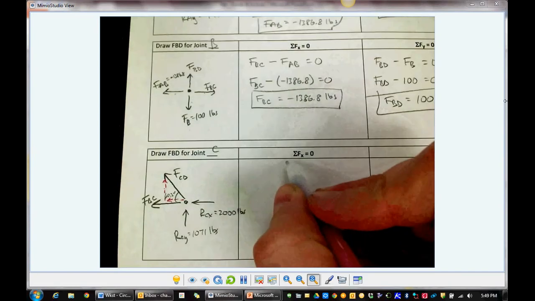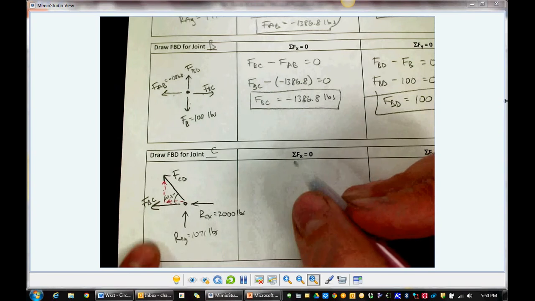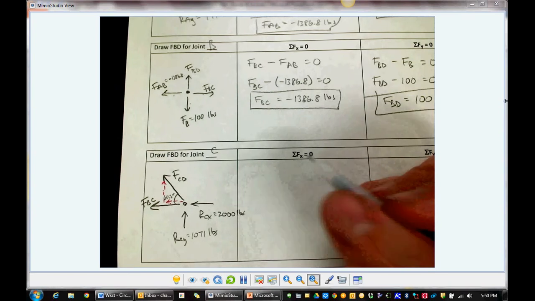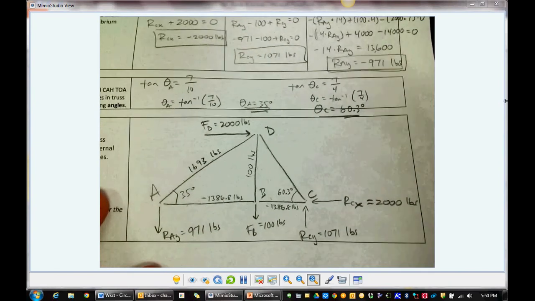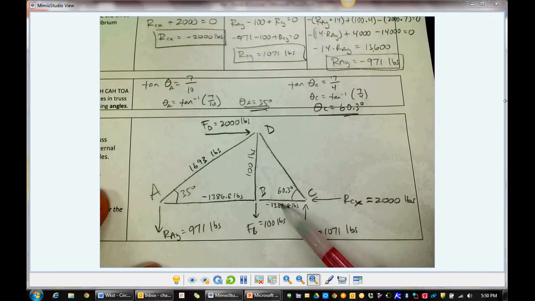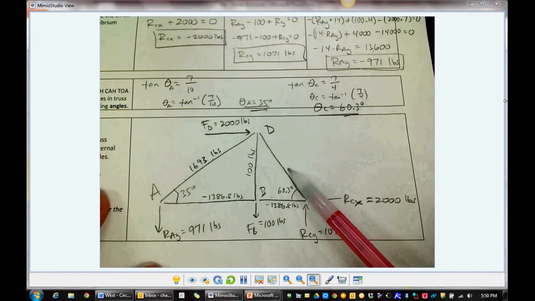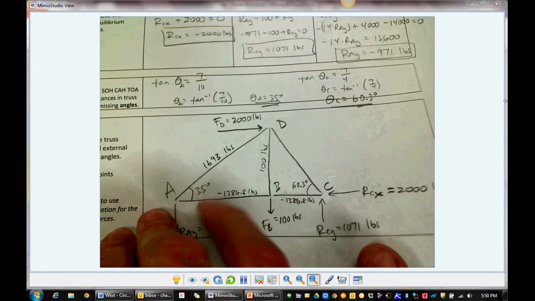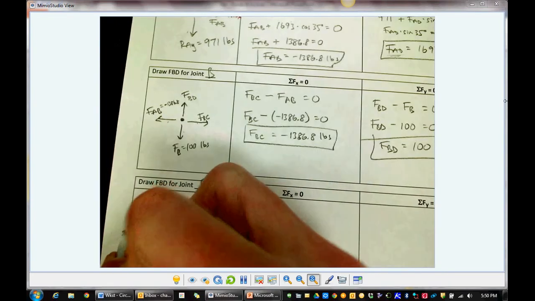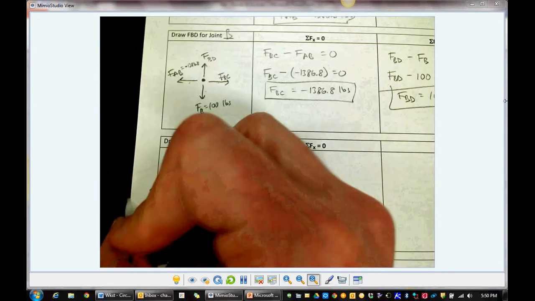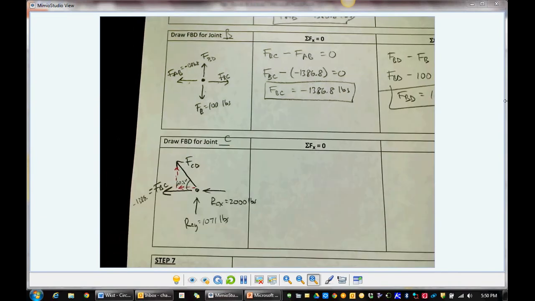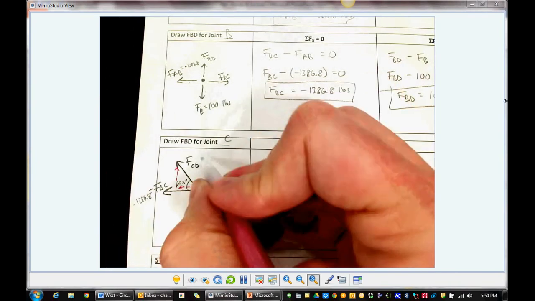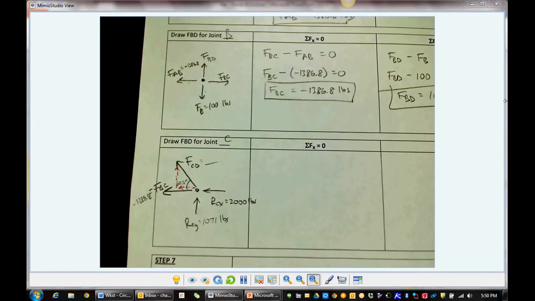All right, sum of the forces in the x direction. What do we have? Actually at this point, we only need to know one more force. Let's drop back here, just kind of refocus ourselves. We know all of these internal forces. The only one we have left to find is CD. This was negative 1386.8. So that's really the only one we have left.